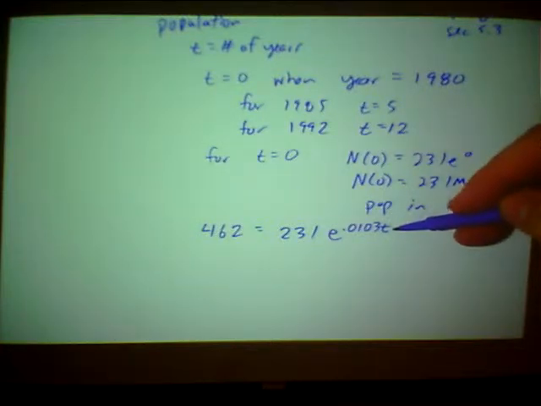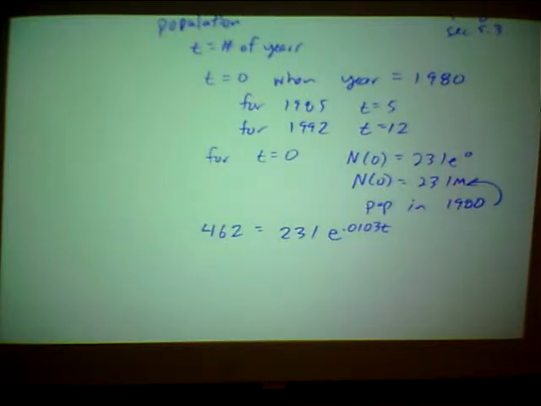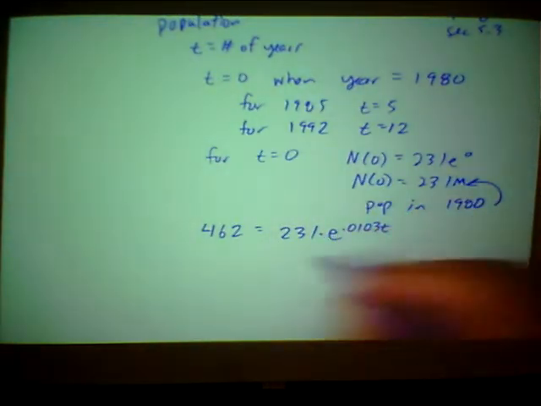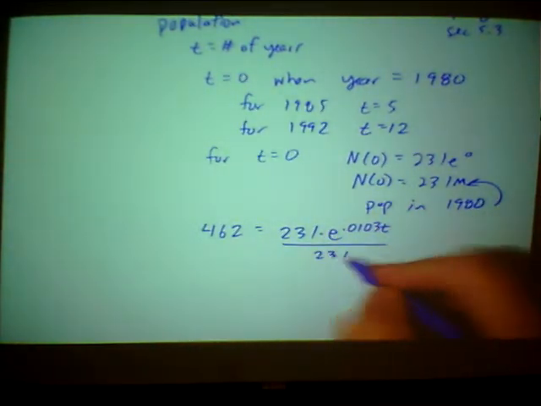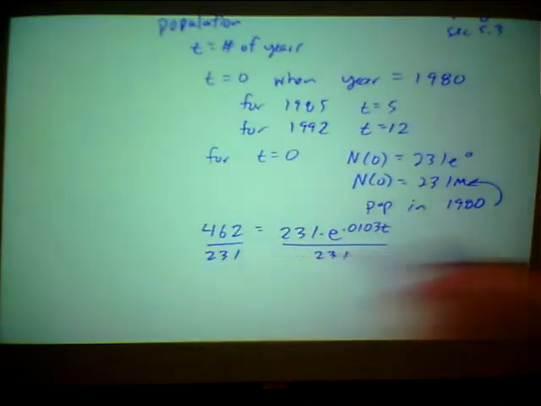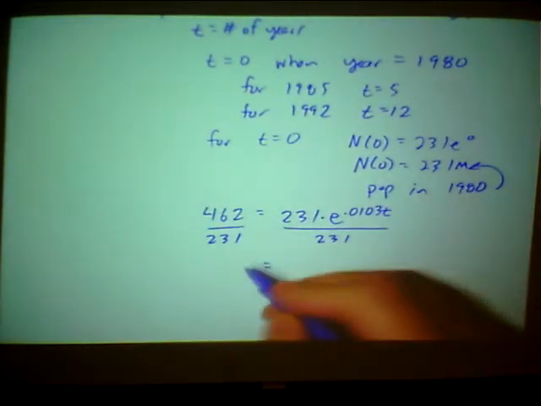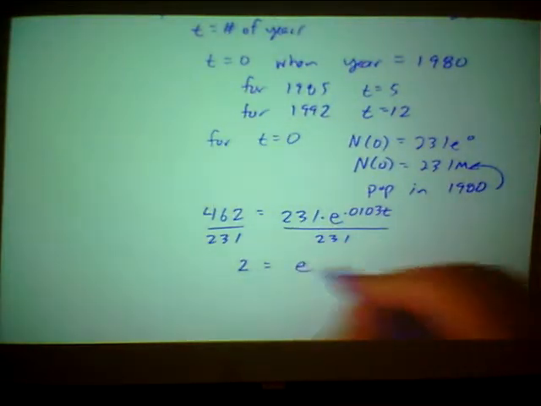So here's my t I'm trying to solve for, and it is stuck in the exponent. So how do I get at it? I use logs. Whenever you're trying to get at the variable in an exponent, the first thing you have to do is get the exponent by itself. Right now the exponent is not by itself. I've got this 231 multiplied by the exponential. So I'm going to divide both sides by 231. Now the left-hand side just equals 2, and the right-hand side equals my exponential.